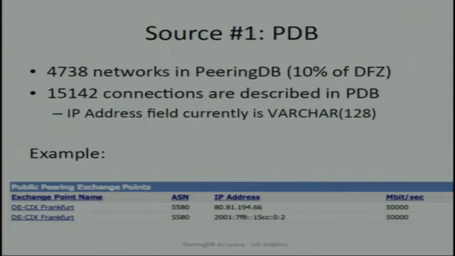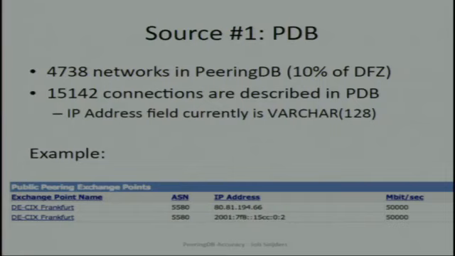So data source 1, our PeeringDB data set that we want to verify. Today, in PeeringDB, there are roughly 4,700 networks registered, and that represents about 10% of the default-free zone. In those records, connections are described. At the bottom, you see such an example. It is our listing of DKIX Frankfurt. And what we do is we list our IPv4 address in a record, and in a separate record, we list our IPv6 address. There are about 15,000 of such records in the PeeringDB database.